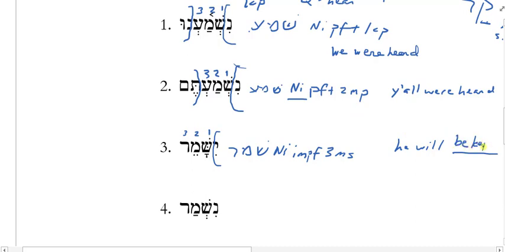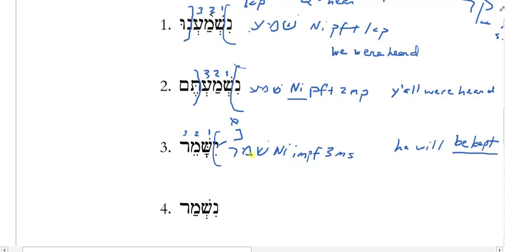Be kept or be guarded. Okay? He will be kept or he will be guarded. Now, let's just switch out the yod and put a noon here. Nishamer. It's still a Nifal imperfect, but it's not 3ms. It's what? It's 1CP. How would you translate that? Nishamer. Yeah, just change the subject. We will be kept. What about changing it to an aleph instead of a noon? Ishamer or eshamer. That'd be 1CS, and then it would mean I will be kept.